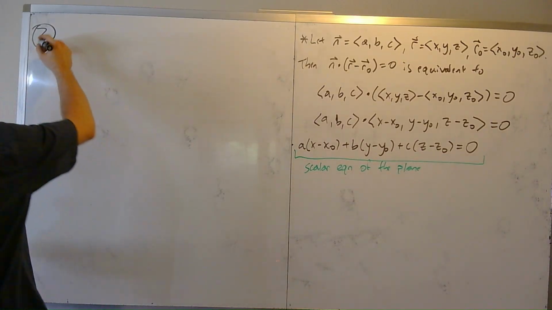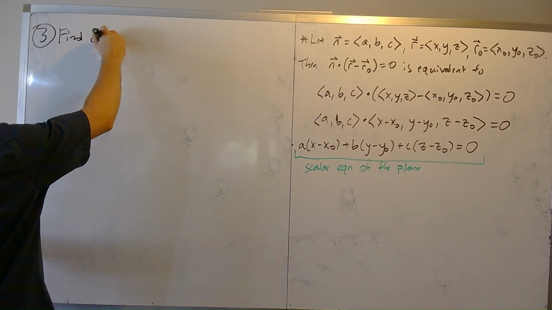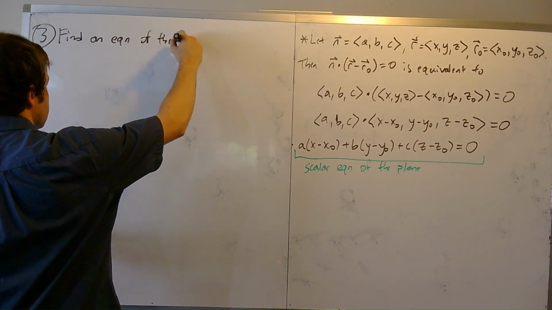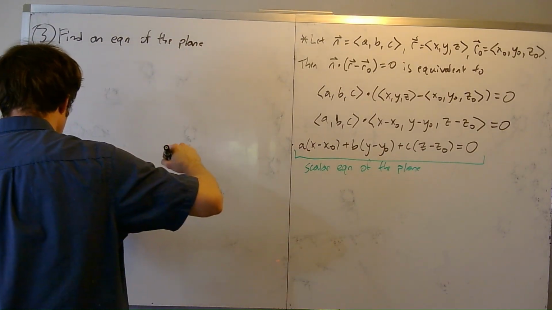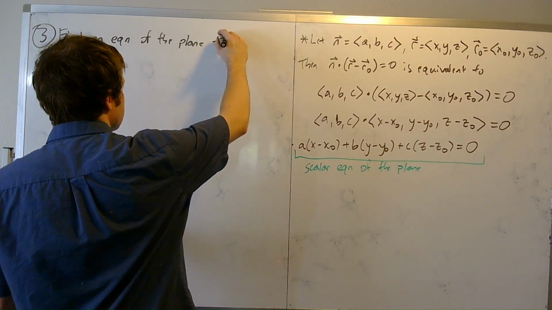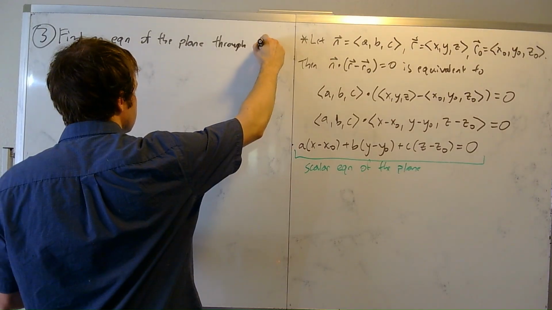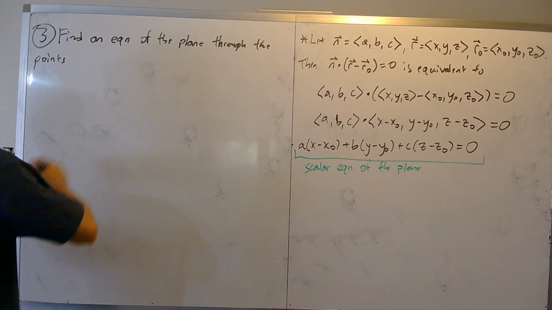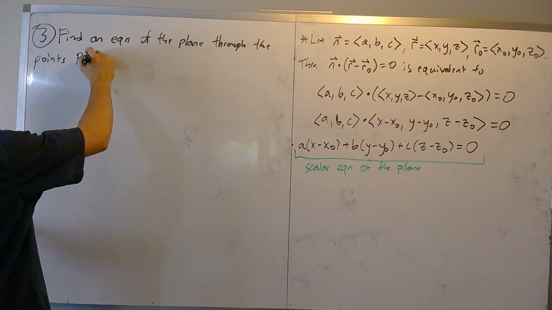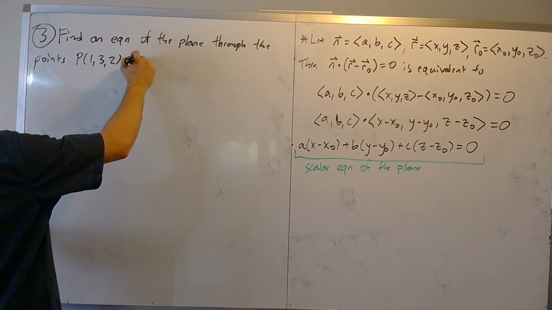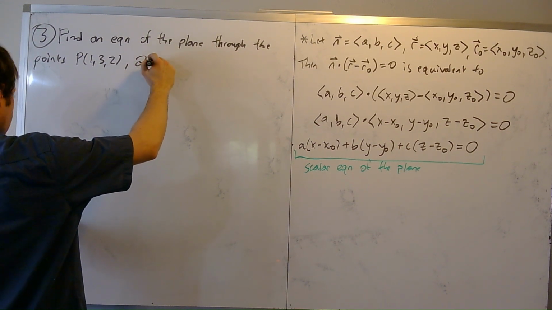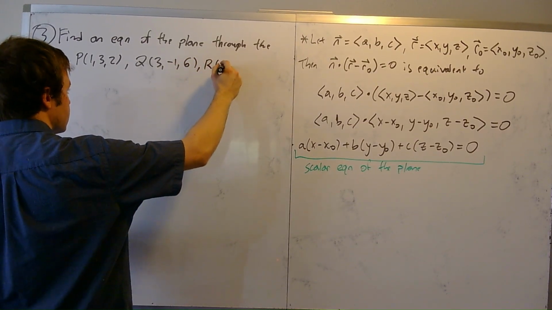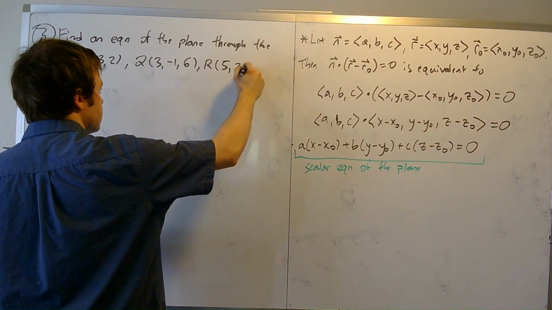Okay. Find an equation of the plane through the points P, which is going to be (1, 3, 2), Q, which is going to be (3, -1, 6), and R, which is going to be (5, 2, 0).